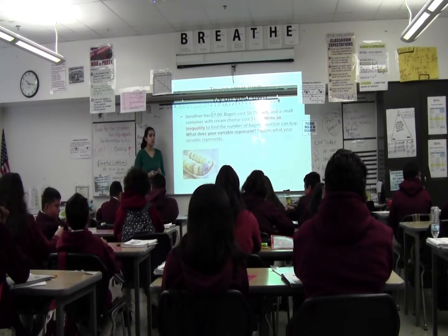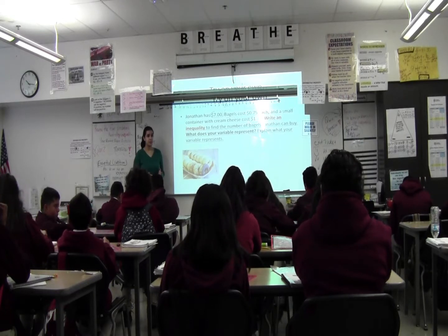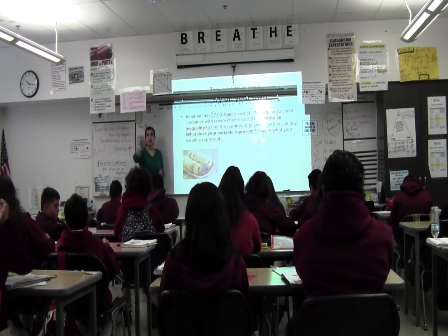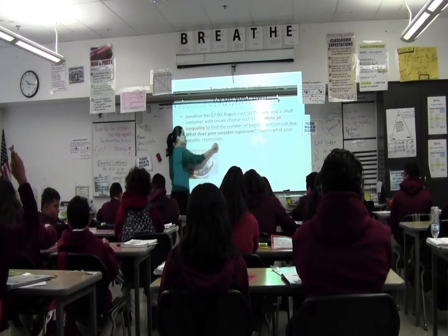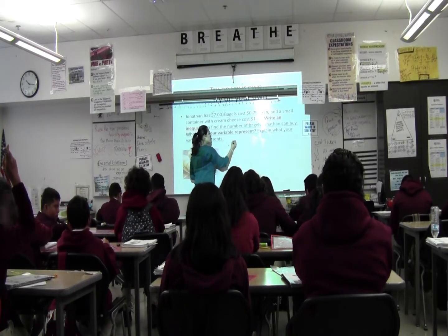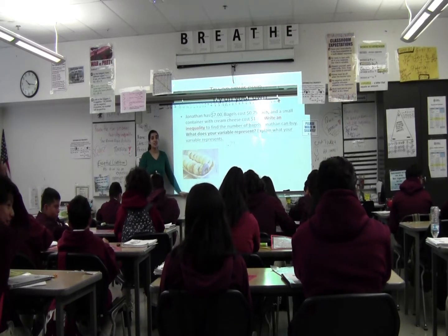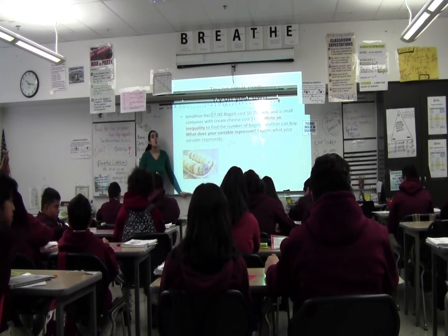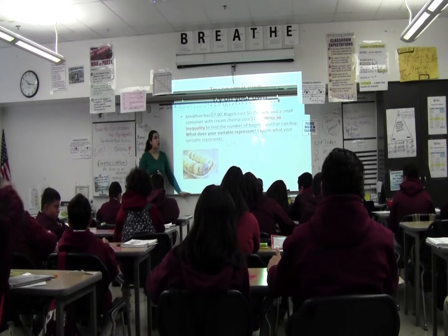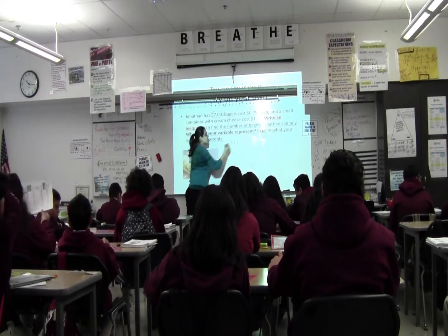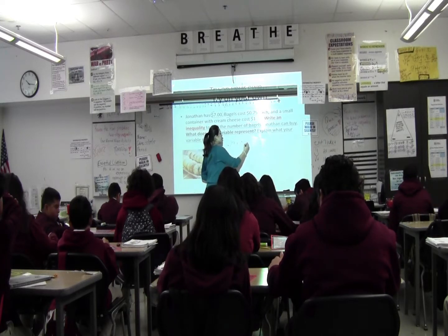How much does a small container with cream cheese cost? How much is that? $1.29. Hold on, we don't have everybody. I'm going to wait. $1.29, and you said it represents what? A small container with cream cheese. Okay. What else do I need to write? How much a bagel costs? Okay. How much does a bagel cost? 75 cents. Okay.